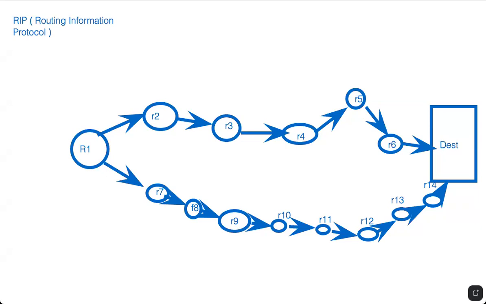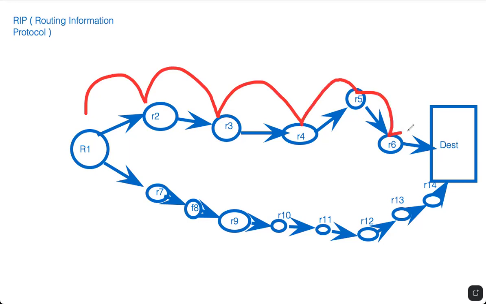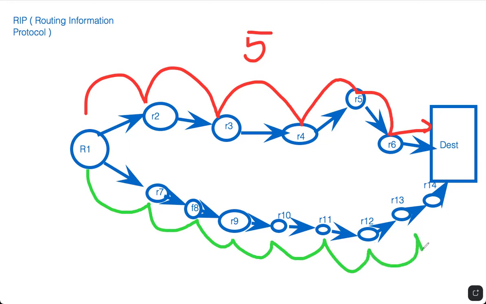So for this router to go to the destination, it is taking first hop, second hop, third hop, fourth hop, fifth hop, and the destination. So it's taking 5 hops to reach the destination. So for this one, it's taking first hop, second, third, fourth, fifth, sixth, seventh, eighth, and ninth. So taking 8 hops to the destination.